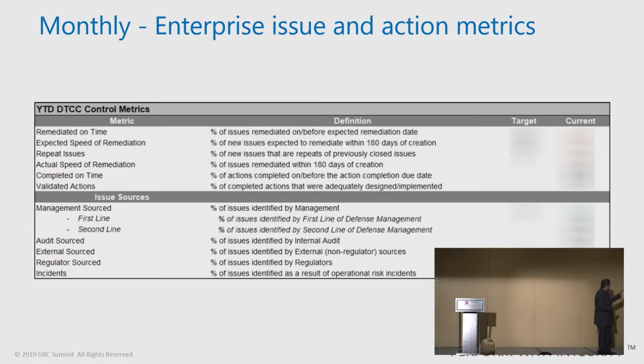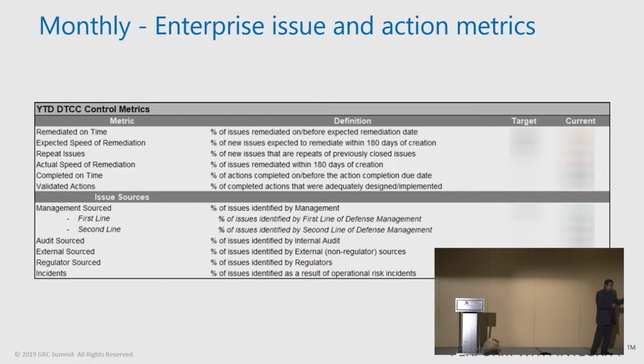So the top metrics that you see above, sort of the top section of metrics, are kind of more of the performance indicators or KPIs. We look at issues that remediate on time. So it's simple, right? When did you say you were going to remediate an issue or complete the remediation? And did you achieve that, yes or no?